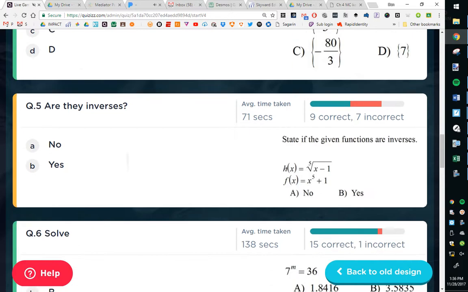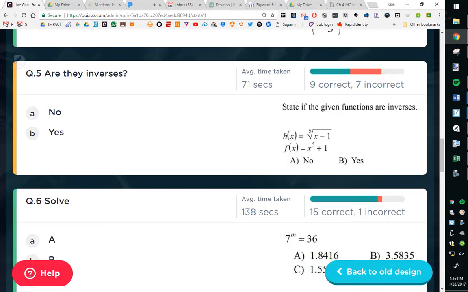Ooh, we were bad at this one. Remember how to find an inverse. To determine if these two things are inverses of each other, you pick one and find the inverse. So I'm going to pick this one right here and find the inverse of it. 2 steps to finding an inverse. What do I do first? Switch x and y. So it's going to be x is equal y to the 5th plus 1.